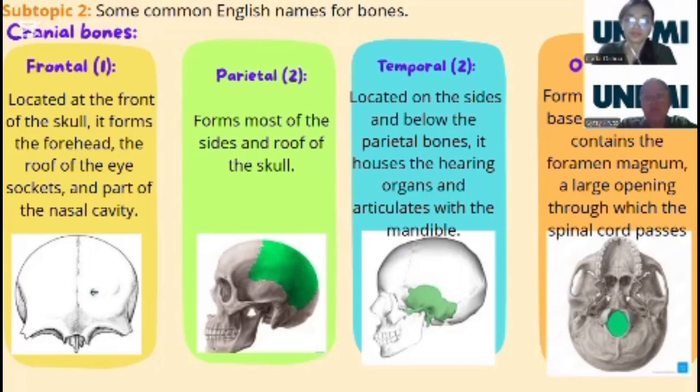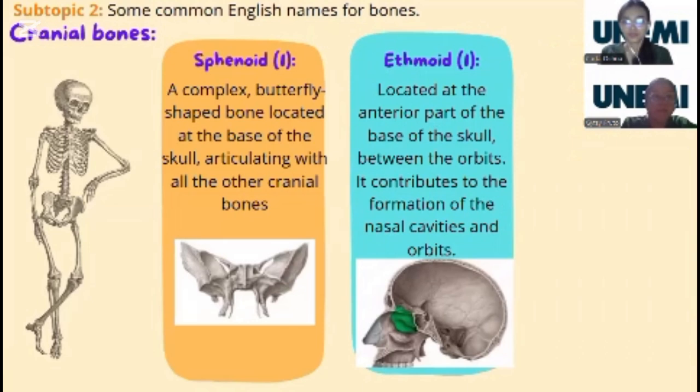Occipital bone: forms the back and base of the skull, and contains the foramen magnum, a large opening through which the spinal cord passes. Sphenoid bone: a complex butterfly-shaped bone located at the base of the skull, it articulates with all the other cranial bones. Ethmoid bone: located on the anterior part of the base of the skull, between the orbits, it contributes to the formation of the nasal cavity and orbit.